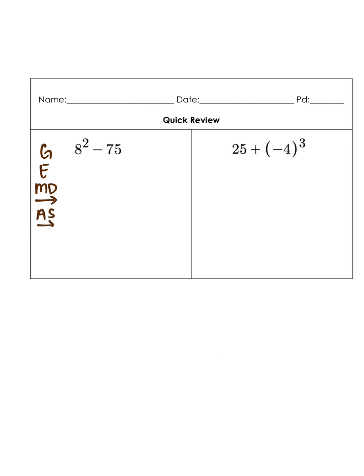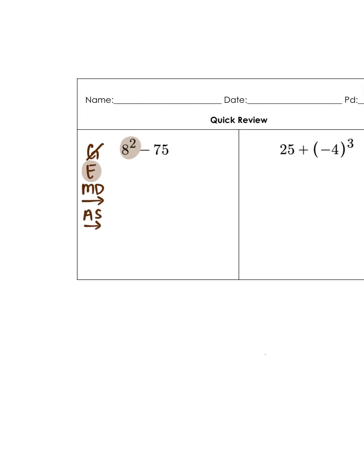First thing I'm going to do is check for some grouping. I don't see any grouping, so I will cross that off. Next, I'm going to go ahead and check for some exponents, and I do see some exponents, so I'm going to go ahead and highlight that. That's telling me that I need to do that first. I'm going to remember that 8 to the power of 2, or 8 squared, means 8 times 8, and then I'm going to bring the rest of it down.